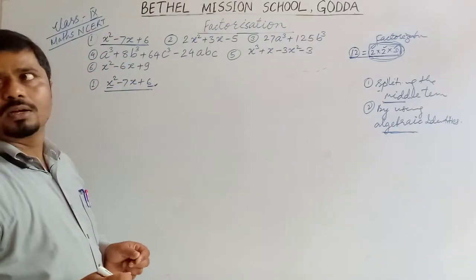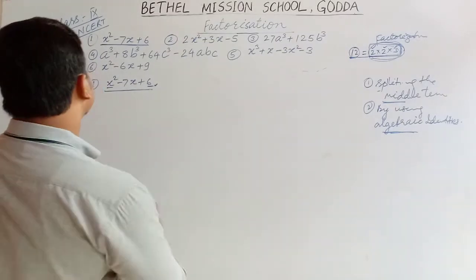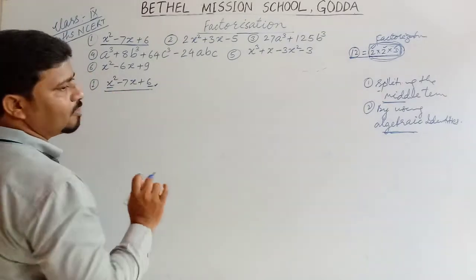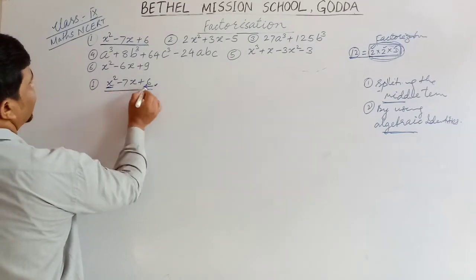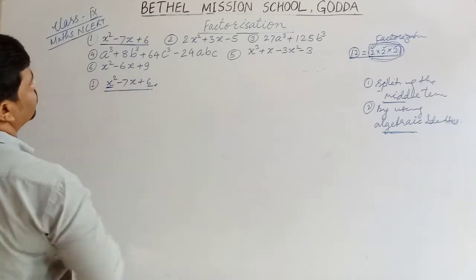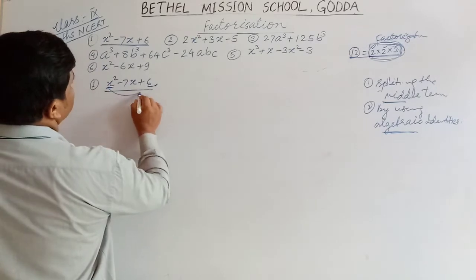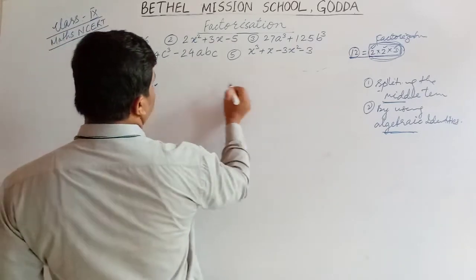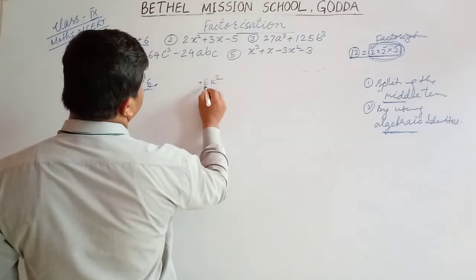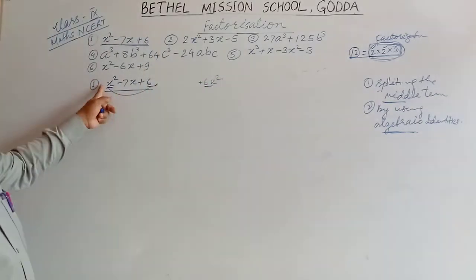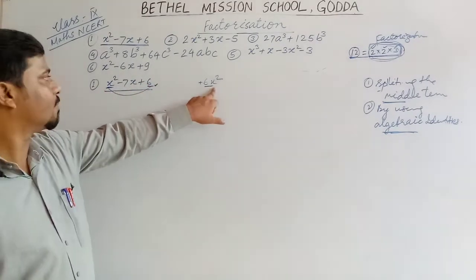So how will we use that property, splitting the middle term? What are the primary steps we have to use? First of all, we will find the product of the beginning and last term. The first term is x square, the last term is 6. The product of these two terms will be 6x square, and the sign is plus because x square is positive and 6 is also positive.